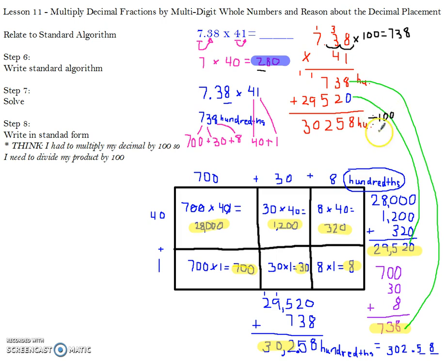And in thinking about dividing by hundreds, there's 2 zeros, so that would mean that I would move my decimal 2 place values. So my answer would be 302 and 58 hundredths, or 302.58, which is the same as we got with our area model.